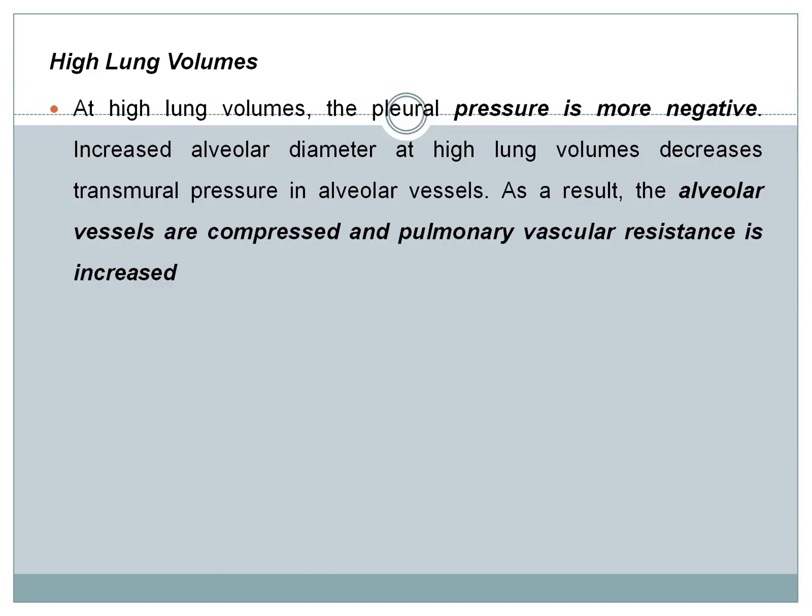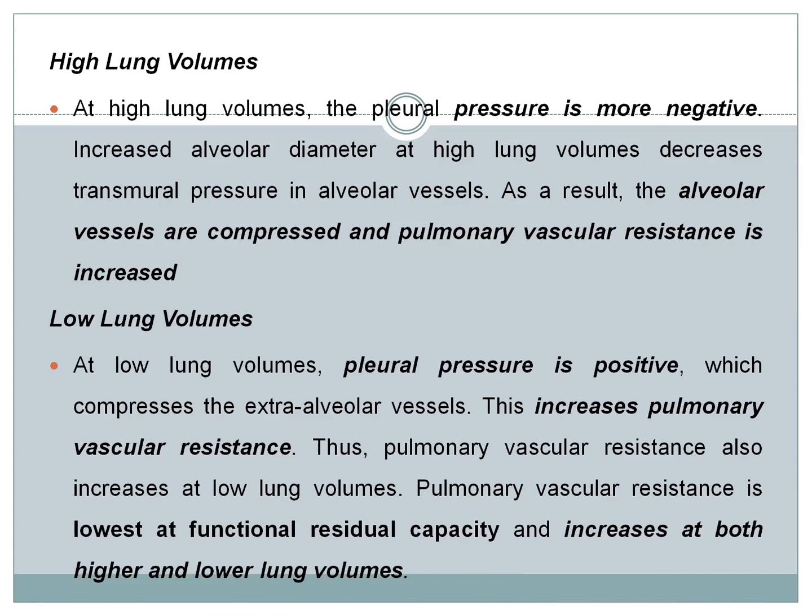So, whenever there is high lung volume, the pleural pressure is more negative, it increases the alveolar diameter, and thus it decreases the transmural pressure, it becomes more thin, and as a result, the alveolar vessels are compressed and vascular resistance is increased. In cases of low lung volumes, the pleural pressure is positive, which compresses the extra alveolar vessels, and this increases the pulmonary vascular resistance.